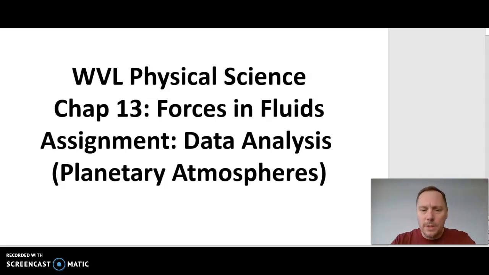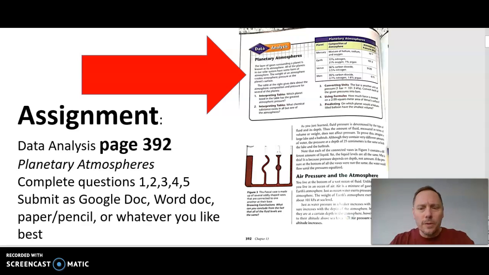Today we are in chapter 13, Forces in Fluids, and we've been assigned data analysis, planetary atmospheres. How do you do this assignment? Well, that's what we're here to talk about. You will find this assignment in your physical science textbook on page 392. You have 5 questions to complete. You can turn this in using a Google Doc, a Word doc, paper and pencil, or whatever format you like best. It's all good.